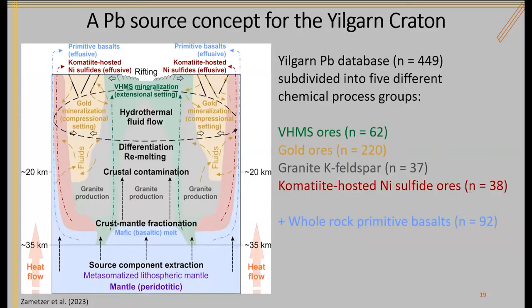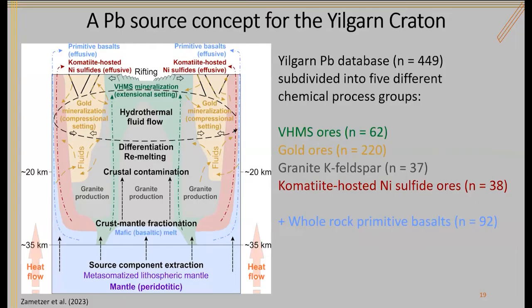So there's a handful of publications that document ore lead data, and these ore lead isotopic data in specific ore mineral camps tend to follow neodymium and hafnium signatures in the Yilgarn craton as well. That inspired me to define a lead source concept for the entire Yilgarn craton using different sampling media and subdividing these sampling media into different chemical process groups that would reflect different lead sources through the lithospheric section.